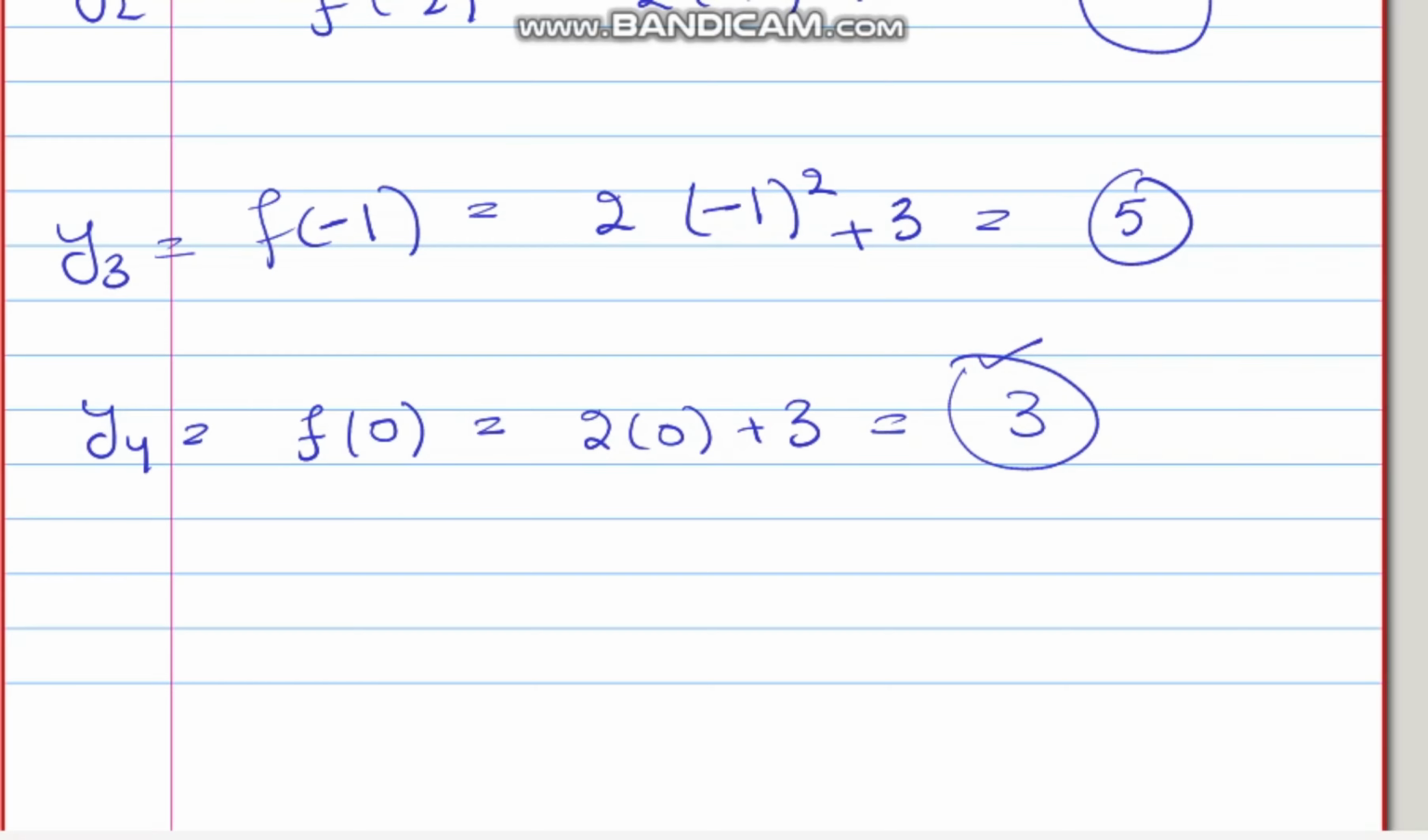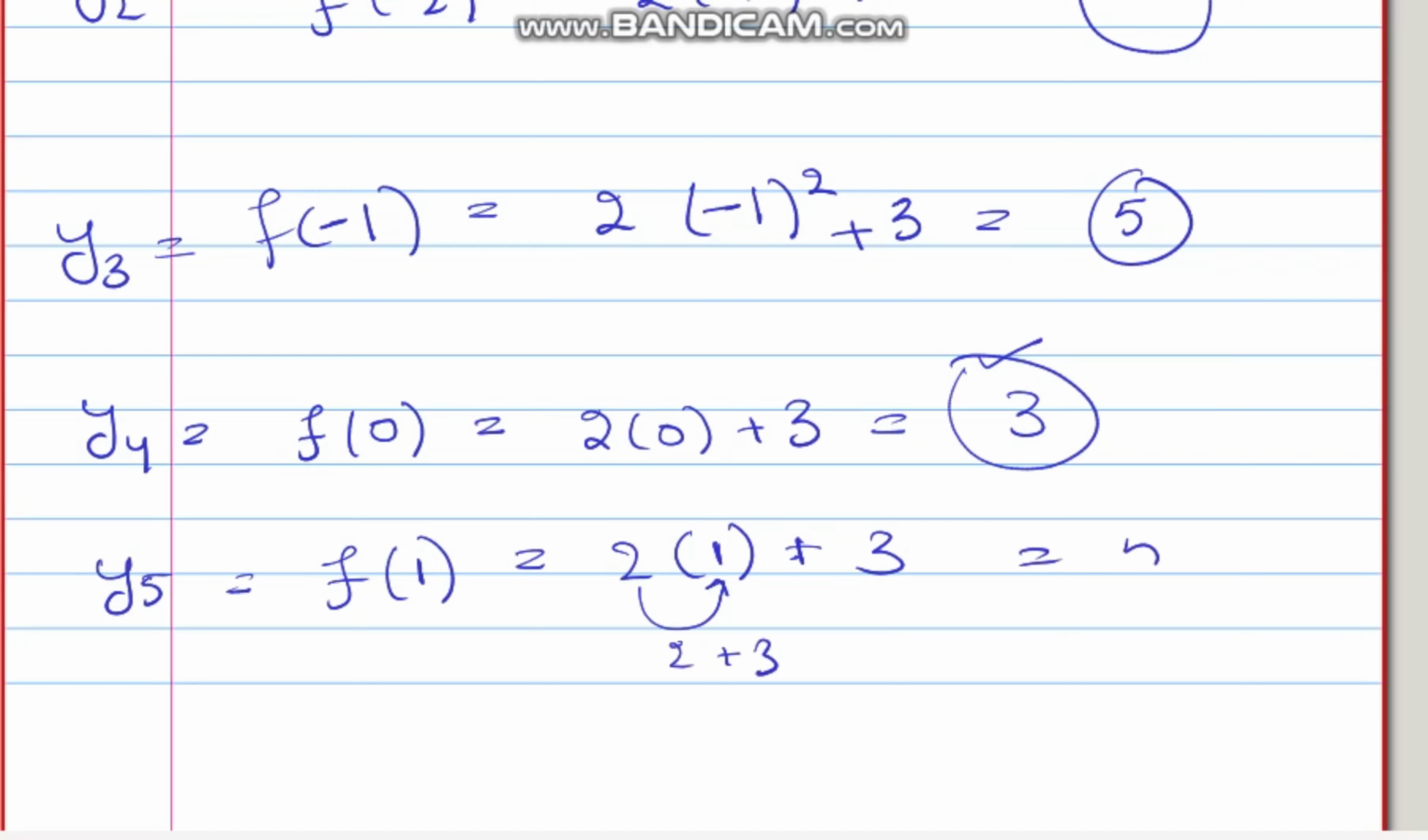Okay, here. And now we have to find the y5, like fifth output. What is the fifth output? It will be f of 1. Just put the 1 in place of x. I am putting 1 in place of x plus 3. It is now easy. 2 multiplied by 1 is 2, and 2 plus 3 is what? It is 5. Okay, very good. And now just find the y6. What is y6 here? It is 2.